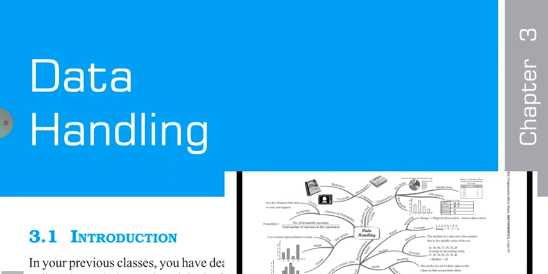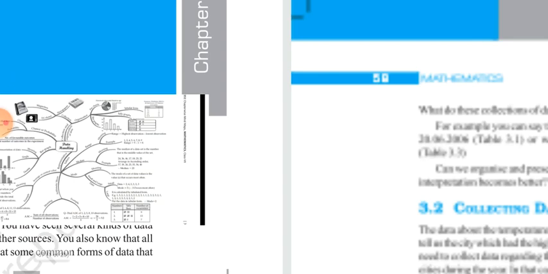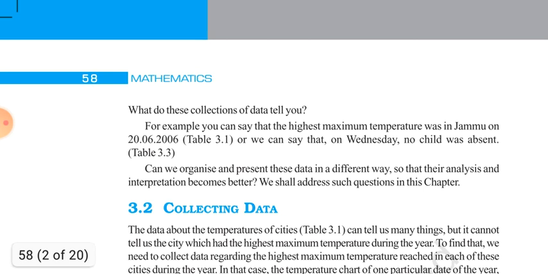Students, we have started chapter number 3, data handling. In the previous video, we learned how to find the mean of the given observations. First of all, we will recall what the mean is and how we find it. Mean is the average of all the given data. We can find the mean by dividing the sum of the observations by the total number of observations. So this we have done in the first video.